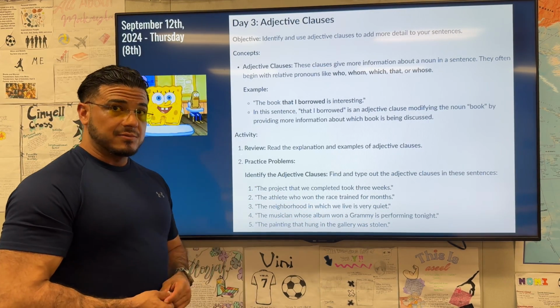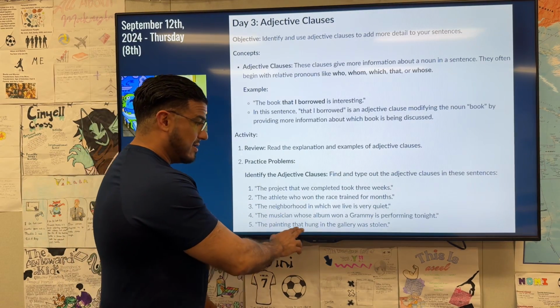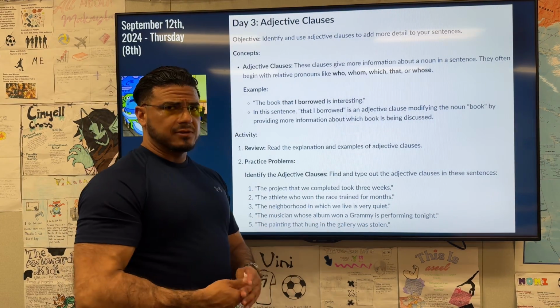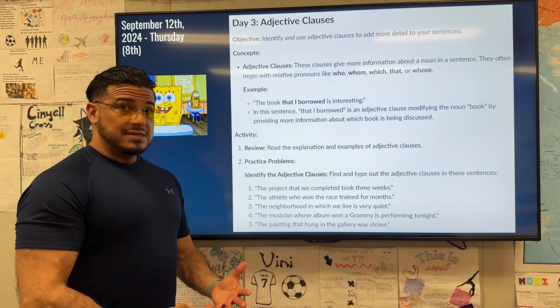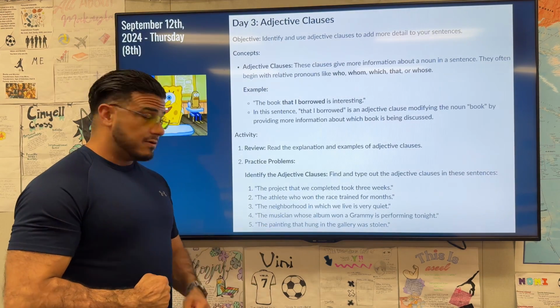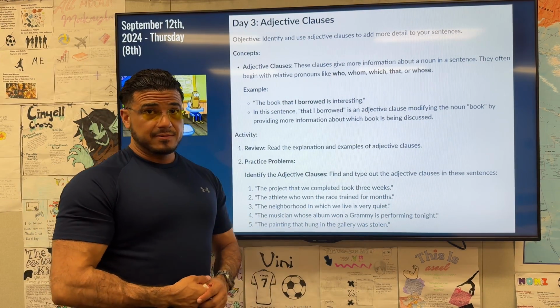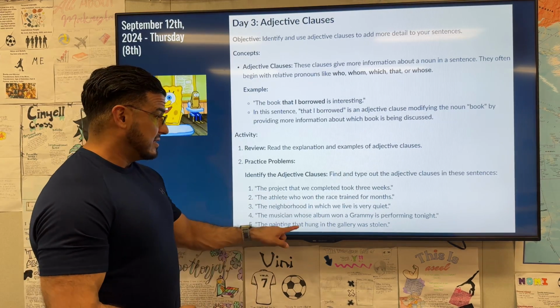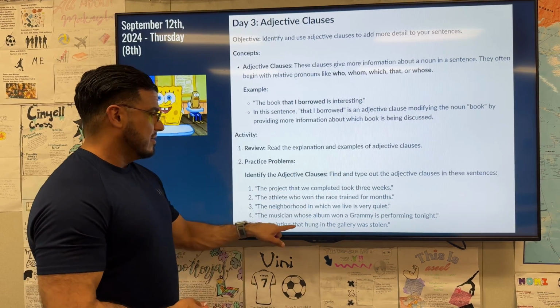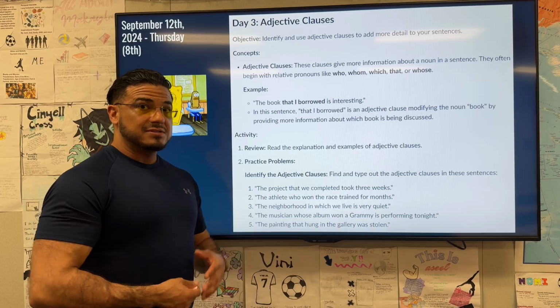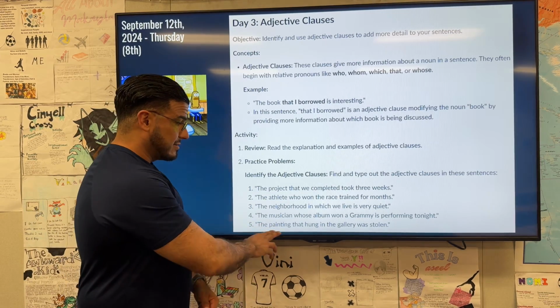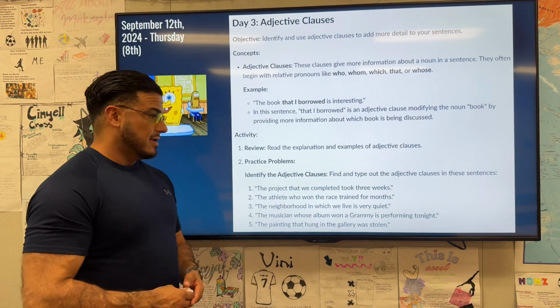And looking at sentence number 5, we have the painting that hung in the gallery was stolen. What's the purpose of this sentence? Well, it's to tell you that the painting, which is our subject, well, it was stolen, unfortunately. Okay, well, here I can see that I do have another relative pronoun. That hung in the gallery gives us some additional insights into the subject, which is our painting.